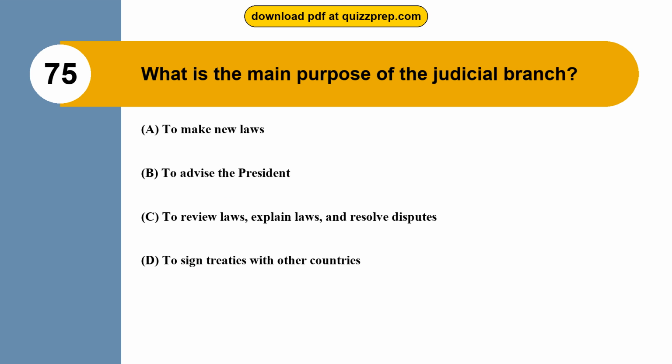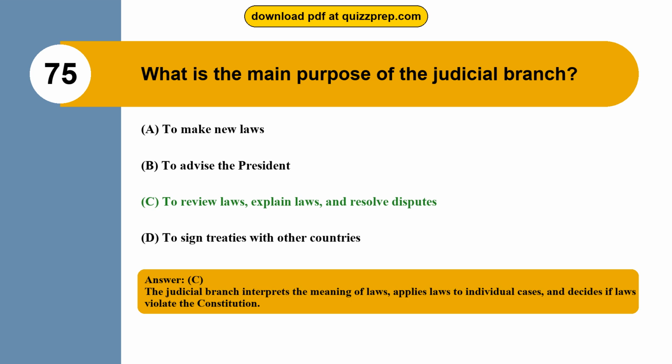Question 75. What is the main purpose of the judicial branch? Option A, to make new laws. Option B, to advise the President. Option C, to review laws, explain laws, and resolve disputes. Option D, to sign treaties with other countries. The correct answer is option C, to review laws, explain laws, and resolve disputes.